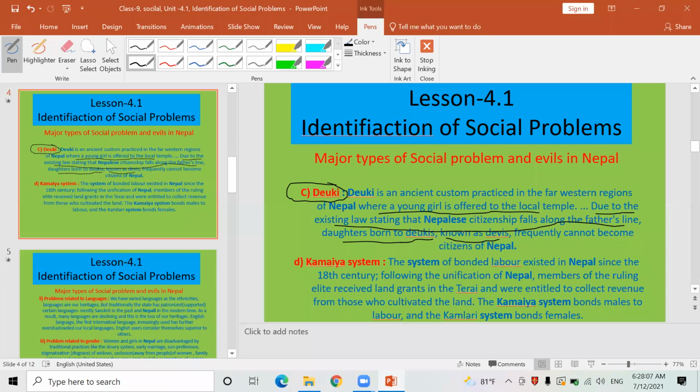Afterwards, what happened? Children's rights are definitely violated. She can't go to school for studies on the one hand, and on the other hand, she cannot become a citizen of Nepal. She cannot get the citizenship card either.